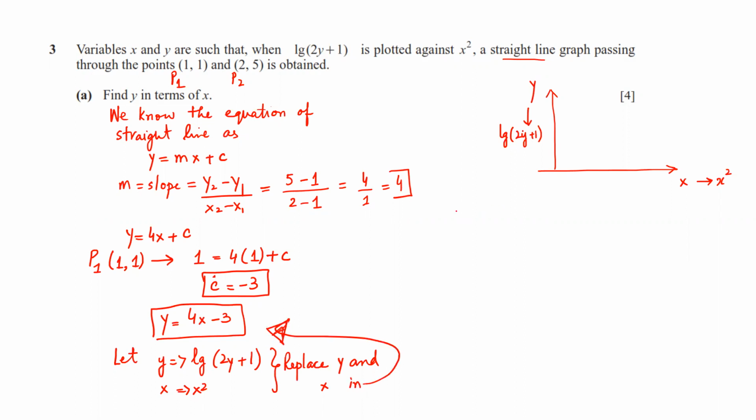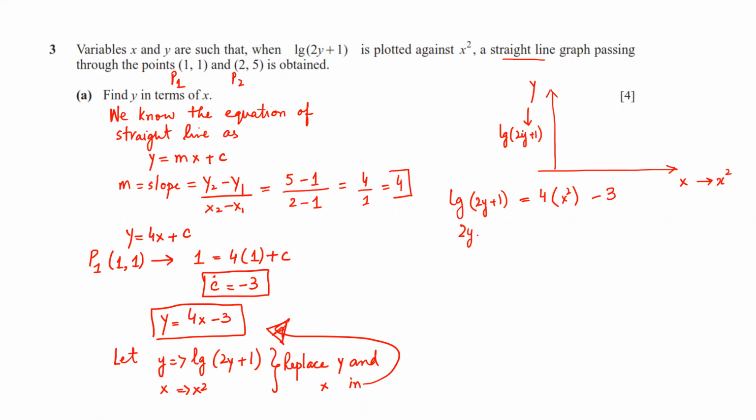So what do we get? We get log of 2y plus 1 is equal to 4x square minus 3. Okay, so this is the equation we get. Now let's simplify it and see what we get.